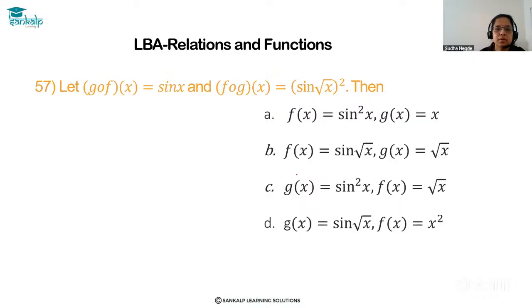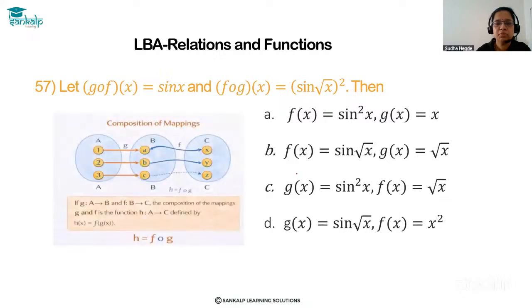Hi everyone. The question is, let g∘f(x) = sin x and f∘g(x) = (sin √x)². Then find f(x) and g(x) and check the option for the correct one.